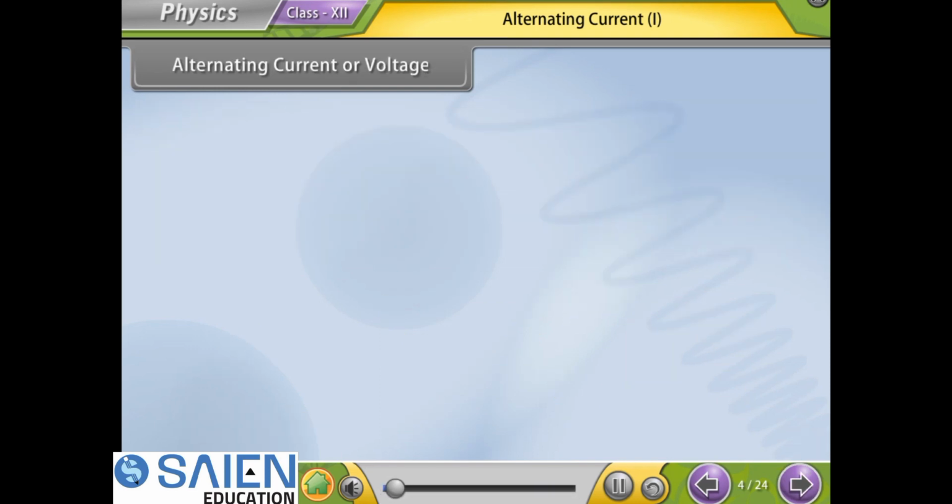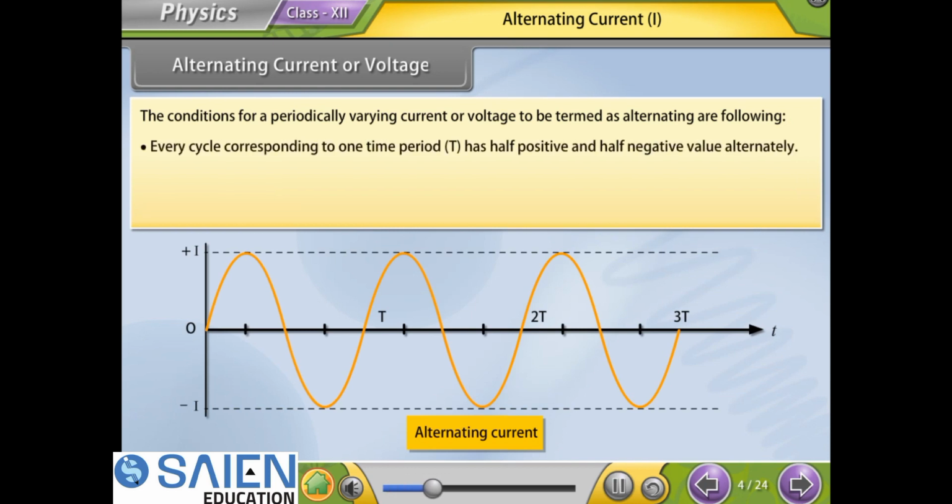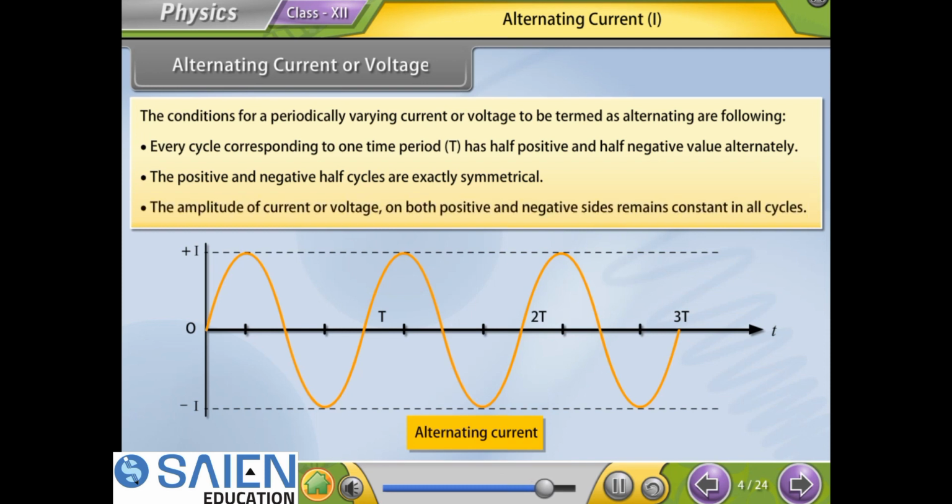Alternating current or voltage. The conditions for a periodically varying current or voltage to be termed alternating are the following. Every cycle corresponding to one time period has half positive and half negative value alternately. In case of current, it means that the direction of current reverses after every half cycle, and in case of voltage, it means that the polarity of potential difference reverses after every half cycle. The positive and negative half cycles are exactly symmetrical. The amplitude of current or voltage on both positive and negative sides remains constant in all cycles.